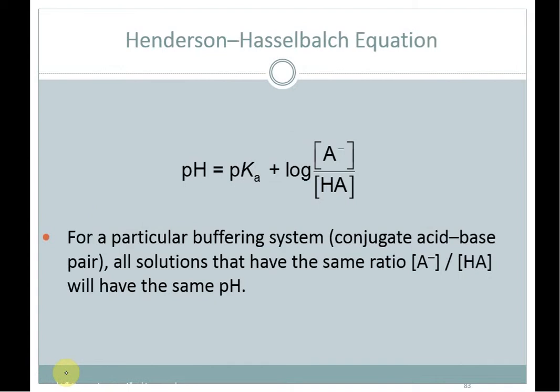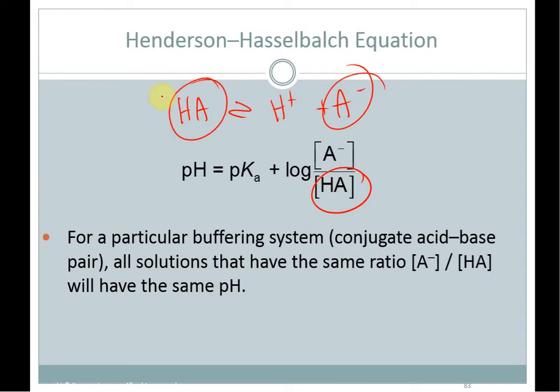Now, these problems can usually be done with a simple equation. This is on your equation sheet. The pH of a buffered solution is equal to the pKa plus the log of A minus over HA. Now, this is any acid that can ionize to give H plus and A minus. It's just the unprotonated form over the protonated or acidic form.